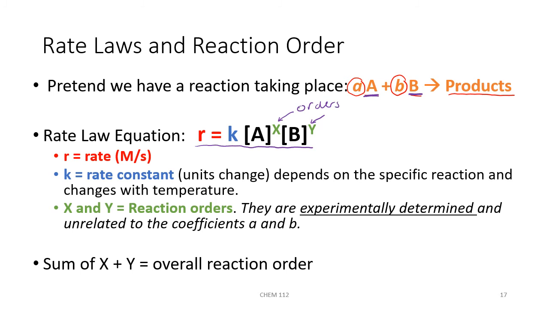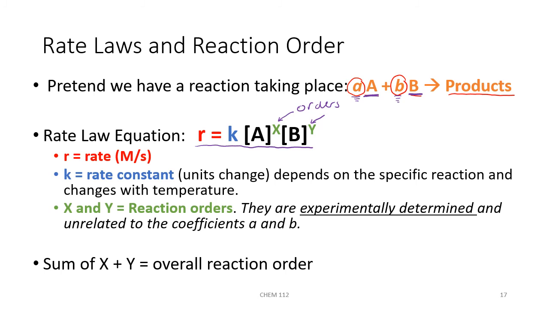They tell us how one component of the reaction influences the overall rate. They cannot be determined by looking at the overall balanced equation. So X is with respect to A, Y is with respect to B. X has nothing to do with the coefficient little a out in front of A. B's order has nothing to do with the coefficient of little b out in front of B. So they have nothing to do with the stoichiometry of the balanced equation. They must be determined experimentally.